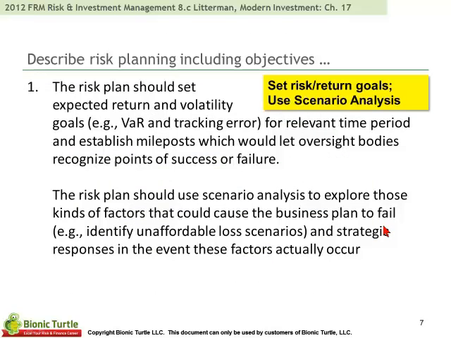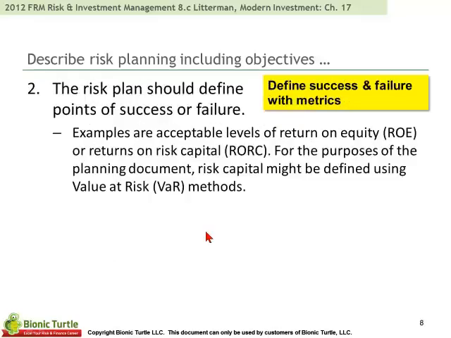And so, again, I said these were qualitative, so we're asked to describe risk planning, including objectives. So 1, the risk plan should set expected return and volatility goals for the relevant time period and establish mileposts which would let oversight bodies recognize points of success or failure. And also the risk plan should use scenario analysis to explore those kinds of factors that could cause the business plan to fail. 2, the risk plan should define points of success and failure.